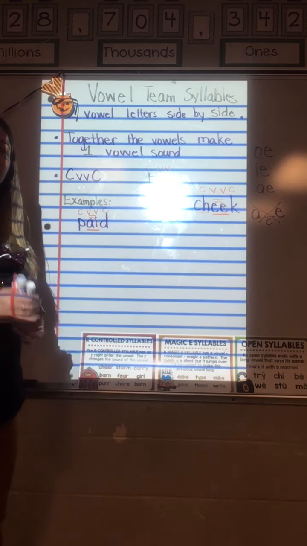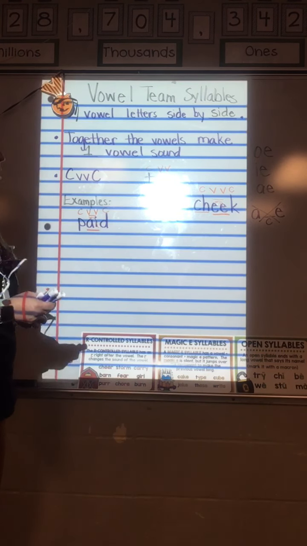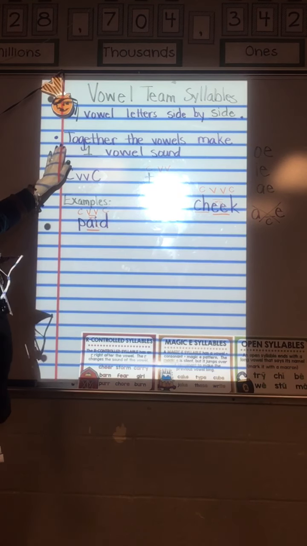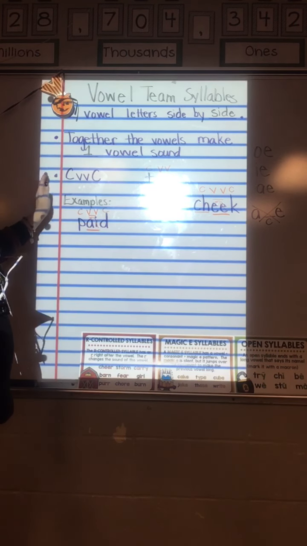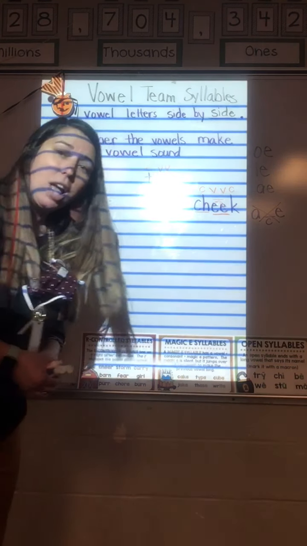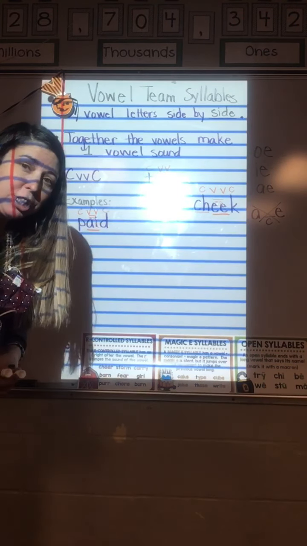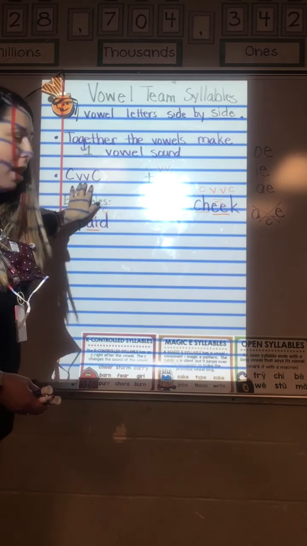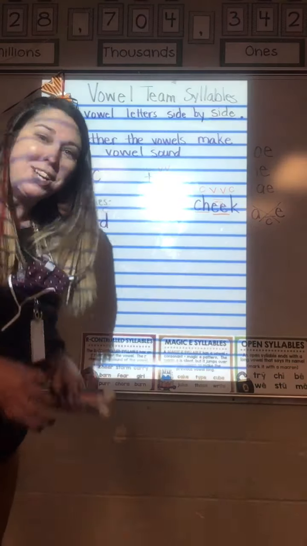So today we identified our vowel team syllables. Two vowel letters side by side. Together the vowels make one vowel sound, and they follow the pattern of CVVC. On your own, you could challenge yourself and add two more patterns that follow the CVVC pattern for vowel teams. Good luck!